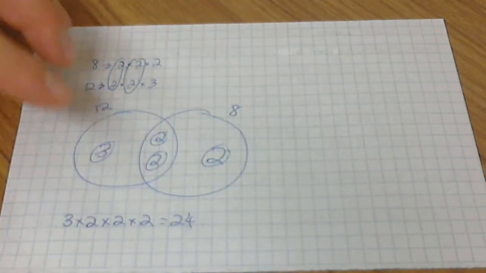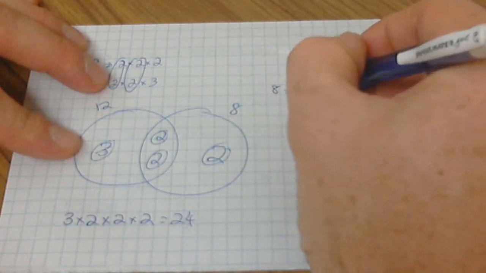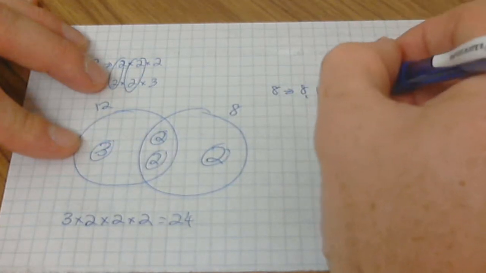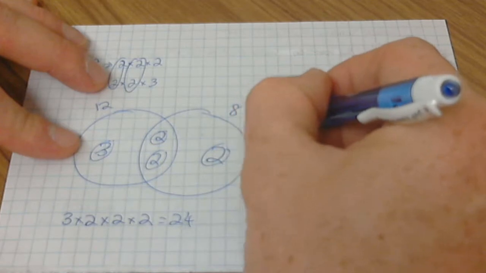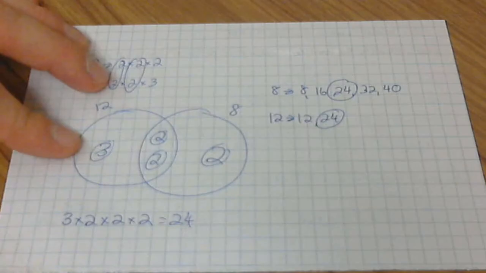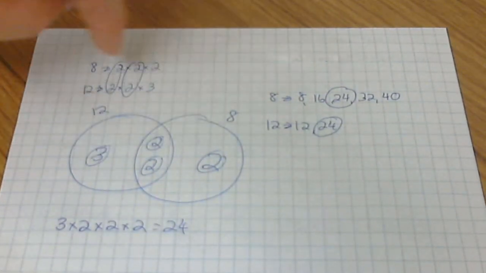And ultimately, I can double check that if I really feel the need to by listing out the multiples. 8 times 4 is 32, and then there's 40. I don't need to go any higher than that. So for 12, it's 12, and then it's 24. Well, right there, that's the lowest common multiple. Okay, so this is an interesting way.